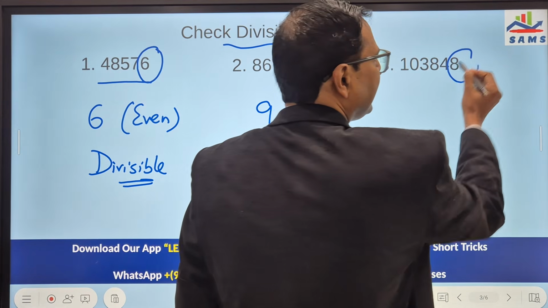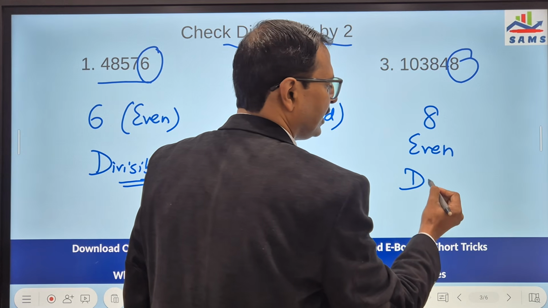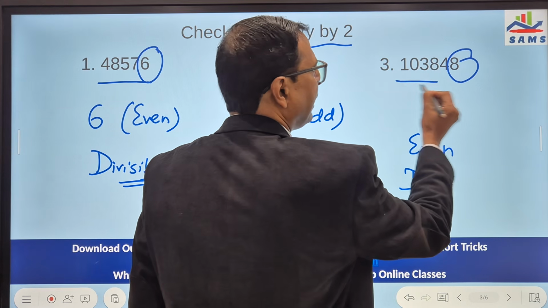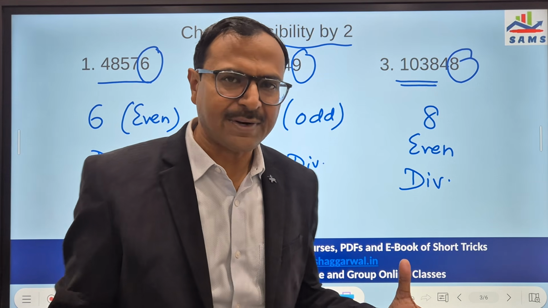Likewise, here we have the 8. 8 happens to be an even number. So, the entire number is divisible by 2. That is pretty simple. Just by observation you can tell that, right?